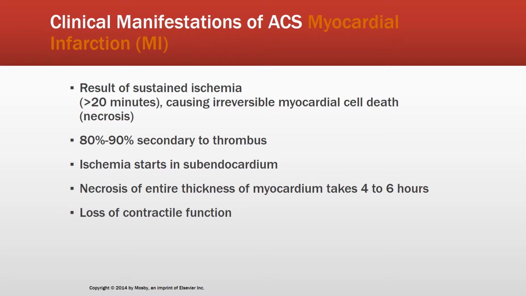If this ischemia continues, it takes approximately 4 to 6 hours for the entire thickness of the heart muscle to become necrosed. If the thrombus completely occludes the artery, the time for complete necrosis may be as long as 12 hours, and that's if the thrombus is not completely blocking the artery. Contractile dysfunction stops in necrotic areas, so that means those myocardial cells do not fire. The degree of altered function depends on the area involved and the size.